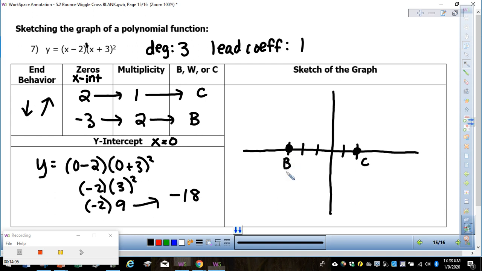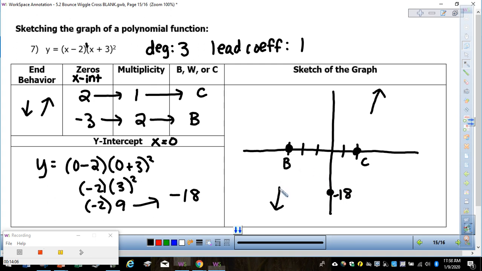The end behavior is down up, so let's do a down arrow down here. We'll do an up arrow over there. And then we also know the y-intercept is negative 18. So you don't need to do individual tick marks on your y-axis. But I do want you to plot and label a point that can represent the y-intercept value. So in this case, that'll be negative 18.